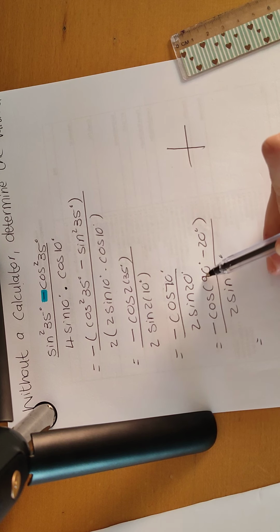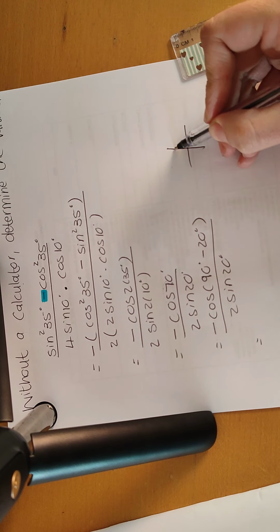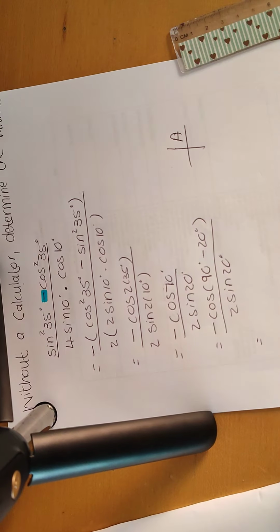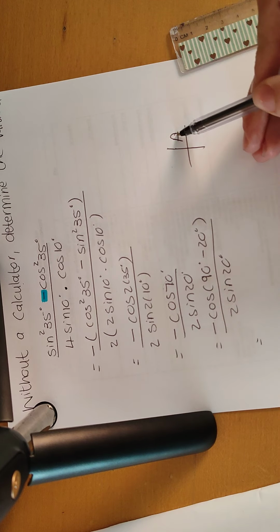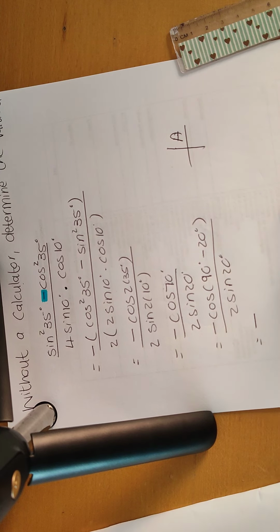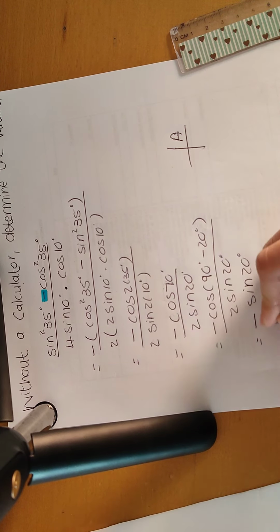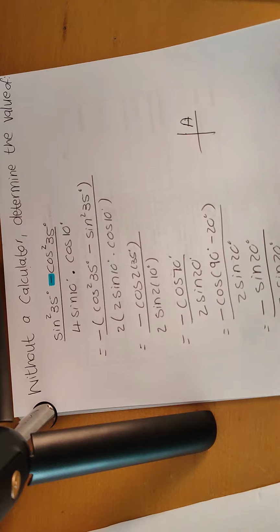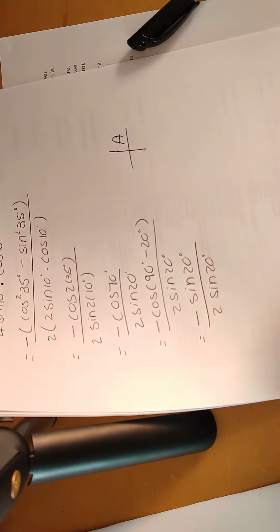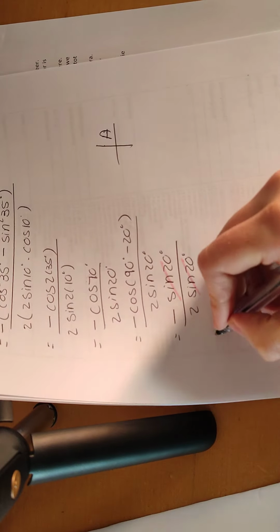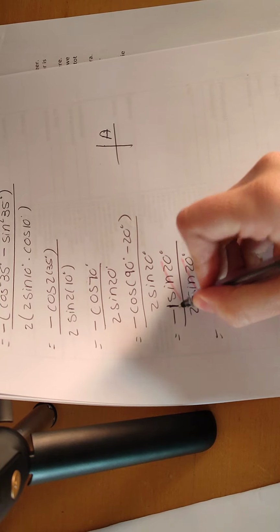But remember, it's 90 degrees, so we change. So 90 degrees minus 20 degrees is in the first quadrant. And remember, all are positive there. So cosine of 90 degrees minus 20 degrees is positive, but there's a negative in front. A negative times a positive is a negative. Sine 20 degrees divided by 2 sine 20 degrees. And what I see here now is that the sine 20 cancels, and I am left here with negative 1 over 2, which gives us negative 1/2.